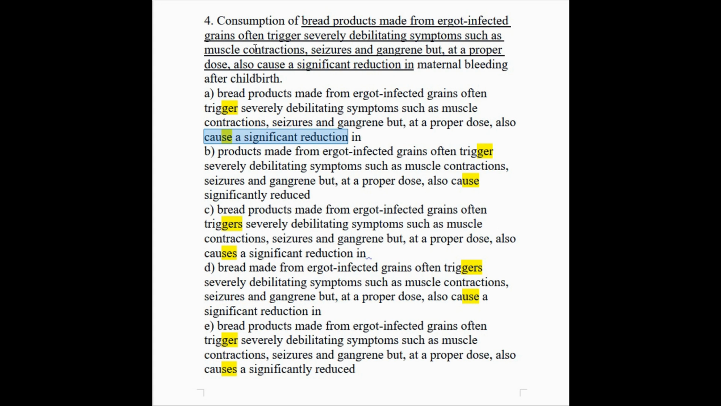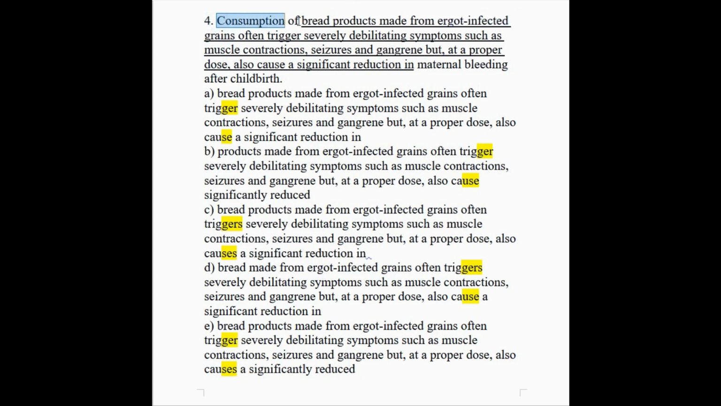And I'm sure you all agree that it's consumption of bread products made from ergot-infected grains, but which one of those words is the most important word? Which one of those words is at the top of the noun phrase? Because all the other parts of the noun phrase are actually describing it, and it's right at the peak of this noun phrase. Which one? Is it bread products? Is it ergot-infected grains? Which one is right at the top of the pyramid? And I hope that you can all see that it's consumption.